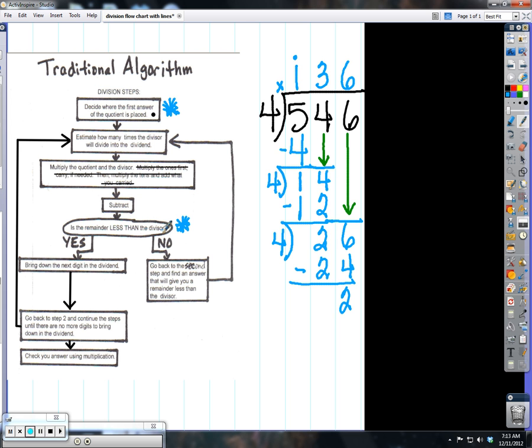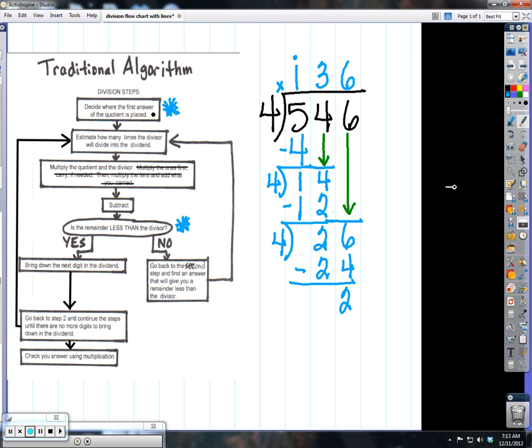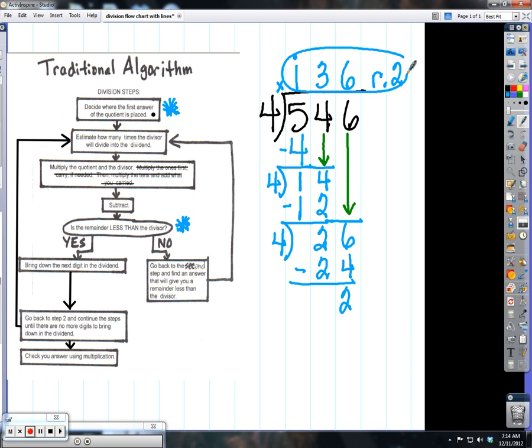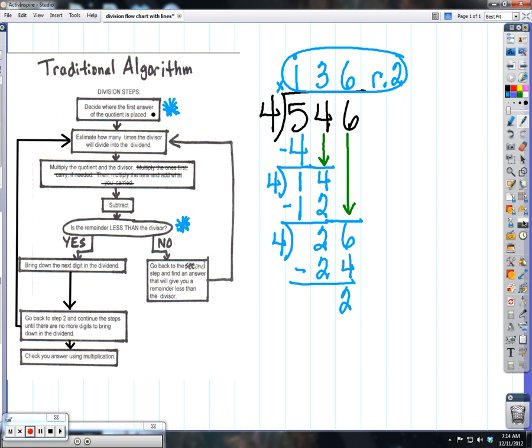Is the remainder less than the divisor? The answer is yes. Bring down the next digit in the dividend. So when we move our paper over, we see there are no other digits to bring down in the dividend. So that means we are finished with the problem, and we have a remainder of 2, which we are just going to write beside the quotient. So remainder of 2. So our entire answer is 136 with a remainder of 2.